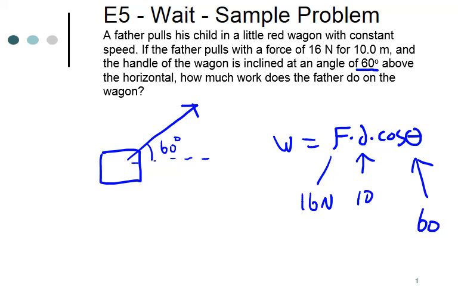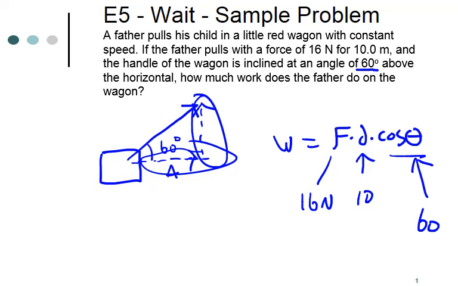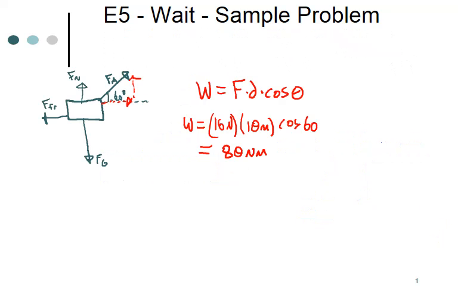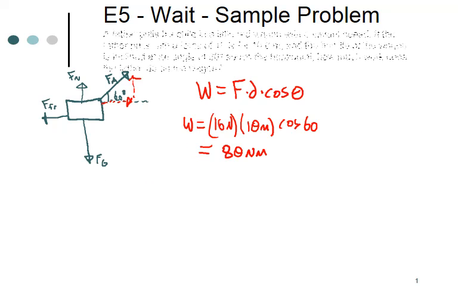The reason this works is because cosine is the adjacent side. It's giving you what the force is in the x, because there's no work done by the force in the y. There's only work done in the x. So 16 newtons times cosine of 60 gives you that force there. And we should get 80 newton meters for that.